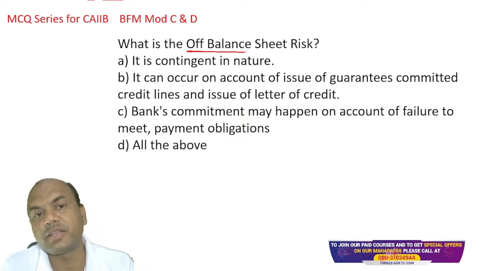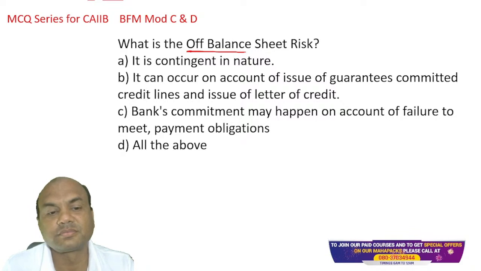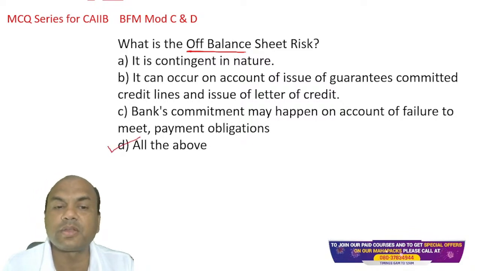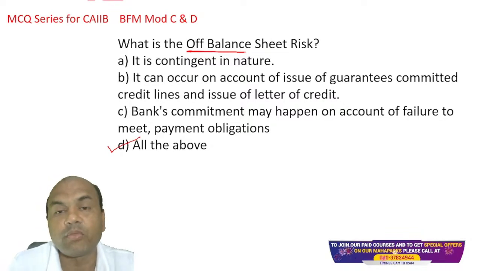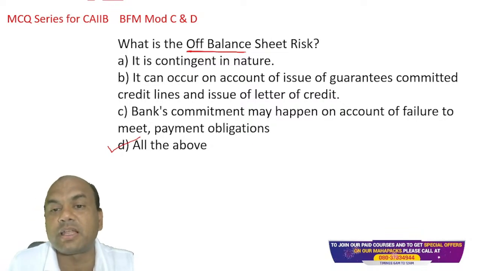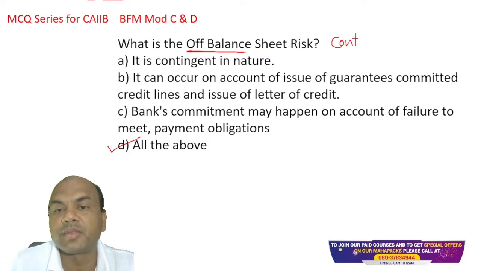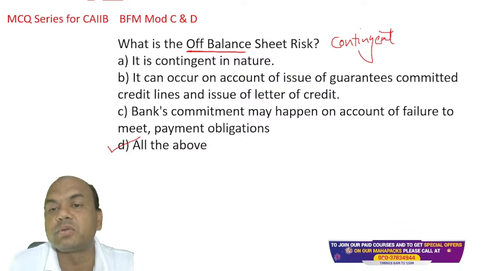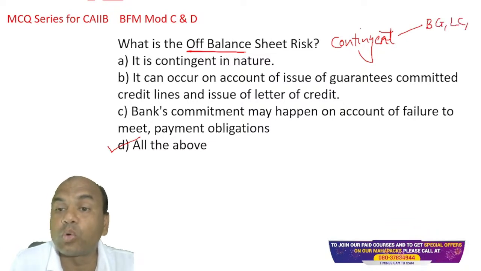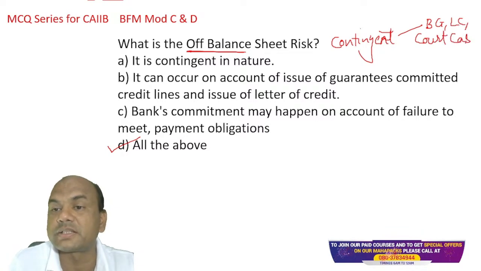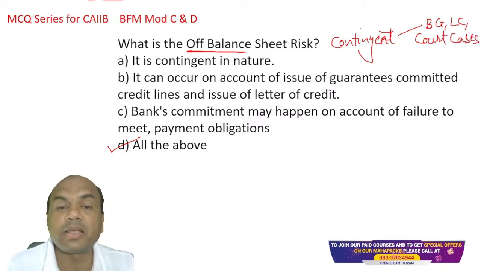Answer is, everyone, D, all of these. Okay, all of the above. Remember, off balance sheet means what? Which is not shown in the balance sheet. What is not shown in the balance sheet? Contingent liabilities are not shown in the balance sheet. Now, what do contingent liabilities include? Contingent liabilities include bank guarantee, BG, LC, court cases. Court cases are also contingent liabilities. So these are the three main contingent liabilities.